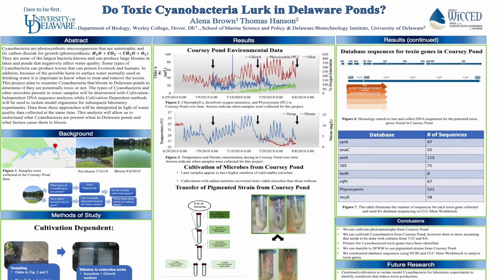I work with Delaware EPSCoR's Project WiCCED on the distribution of cyanobacteria in Delaware ponds. So to start off, cyanobacteria are photosynthetic microorganisms that are autotrophic and can fix carbon dioxide for their growth. They're known to produce some of the largest blooms in lakes and ponds, and they can also negatively affect the water quality around them. Also, they are known to poison livestock and humans as well.